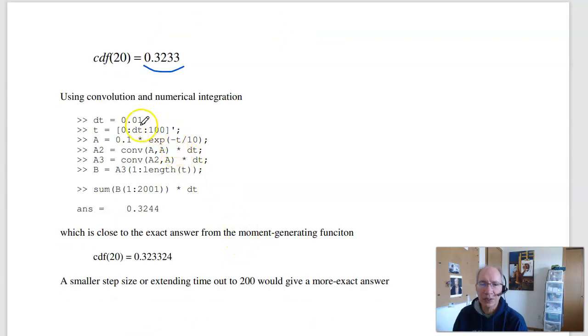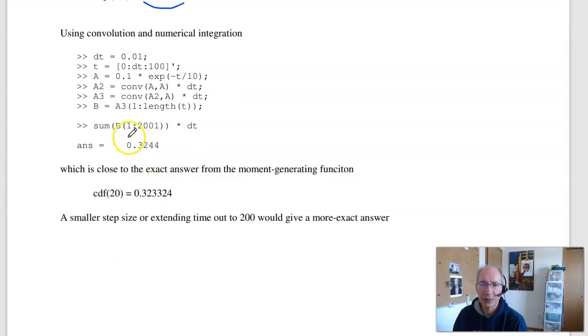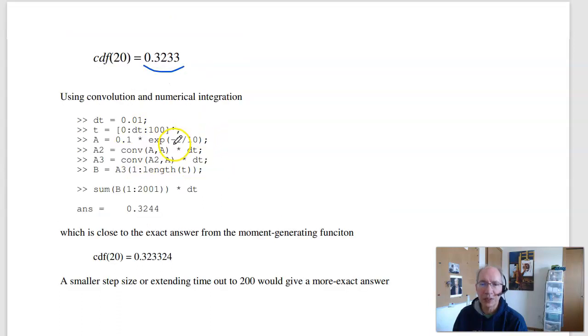Second way is use numerical methods. Come up with A using convolution. Now do numerical integration. I get the same answer, 32.44%. Pretty close. Again, I've got a little bit of error due to my step size. Make dt smaller, it'll be closer.